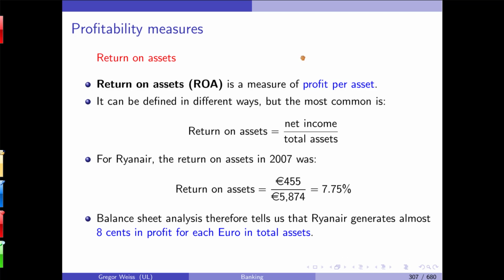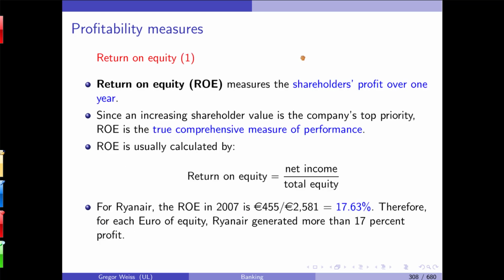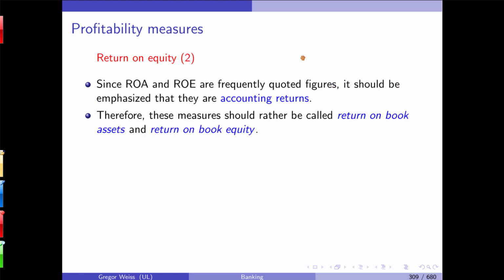In research, actually, we almost always use return on equity and return on assets. So this is the total return to all stakeholders, to debt holders and equity holders. So usually we rely on return on assets. Return on equity measures shareholders' profit, net income over total equity. In the case of Ryanair, 18%, quite nice. Okay. Again, those are accounting returns. So to be precise, you should rather call them return on book equity and return on book assets. You can, of course, use market capitalization and a market figure for total equity. Then you would get return on market valued equity.